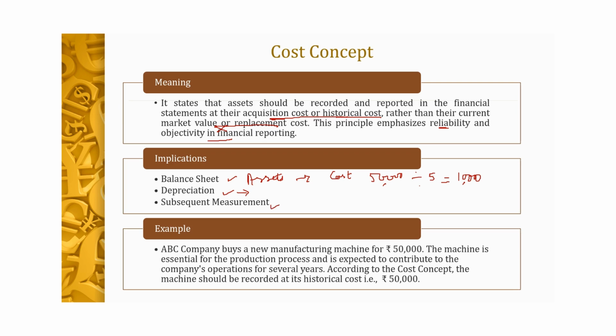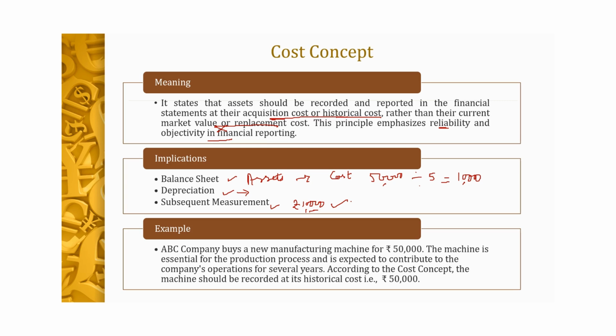And similarly, subsequent measurement will be done. For example, in future, we add some significant repair to this particular asset, right? Suppose the cost of that repair is again 10,000. So what we will do, we will add this 10,000 into the written down value of the asset and we will treat it as a cost, not as an expense, right?